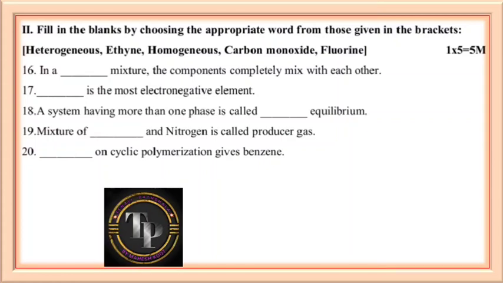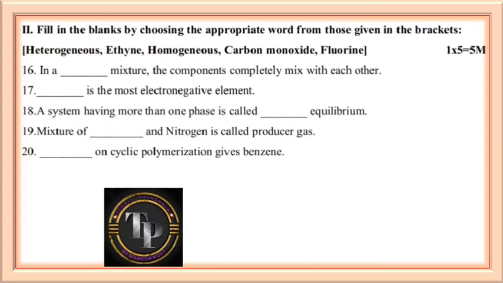17th question. Dash dash is the most electronegative element. See the options given in the bracket. Fluorine is the most electronegative element. A system having more than one phase is called heterogeneous equilibrium. 19th question. Mixture of carbon monoxide and nitrogen is called producer gas.